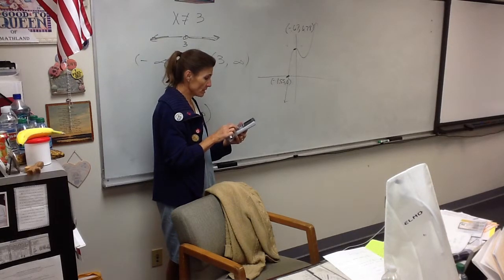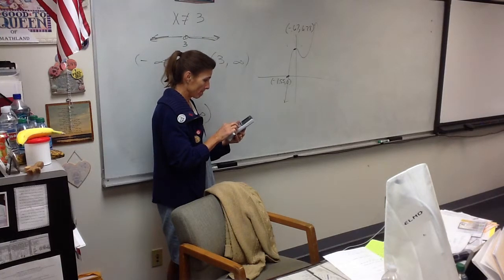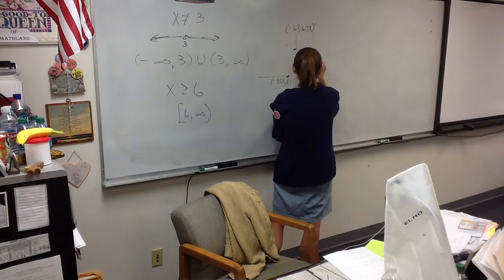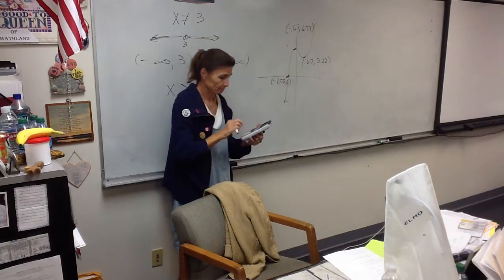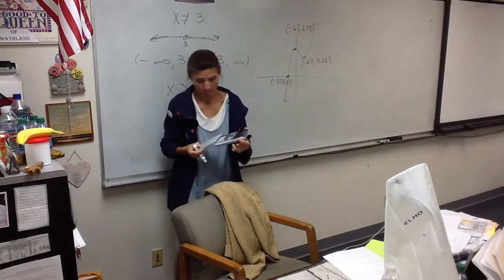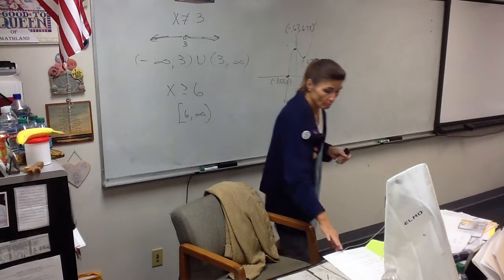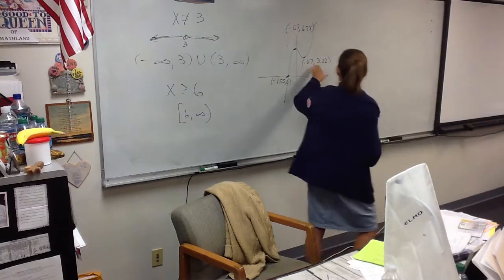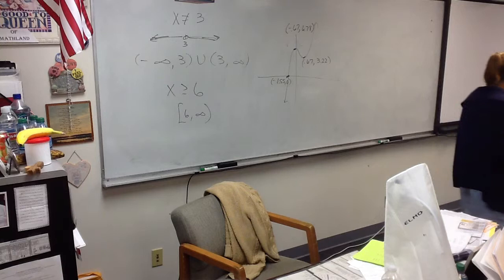And I'll start all over again and find my minimum. And I got 0.67, comma 3.22 for my minimum. Would you just write like y equals 3.22? These are your ordered pairs. These are the answers.